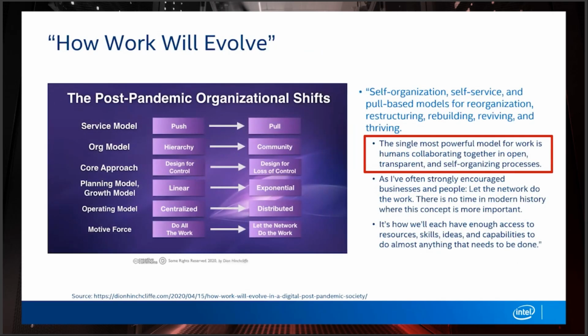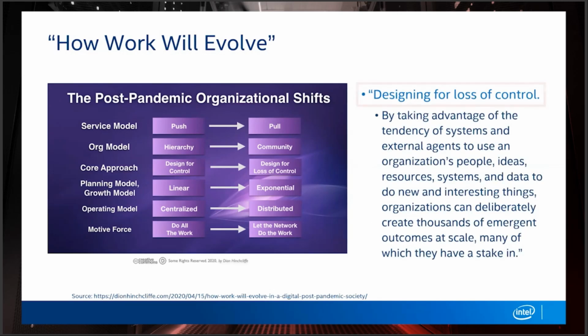So on Dion's piece, he puts up this nice graphic that I thought was interesting, where he talks about, again, accelerating the move from a hierarchical to a more networked organization. He uses that term quite a bit, and I think it's quite effective in describing the goal that we should be shooting for. The other thing we need to really internalize is that we need to go from design for control to design for loss of control.